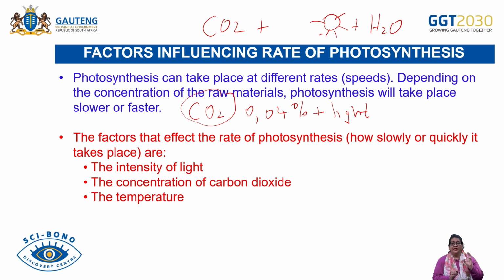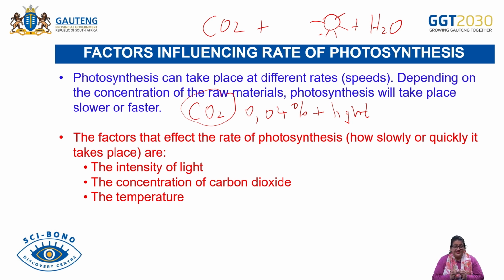So all the plant tissues you learned in grade 10 are now going to come into effect in grade 11. You need to apply that knowledge to photosynthesis. So learners, let us look at this again. Photosynthesis can take place at different speeds or at different rates. Depending on the concentration of the raw materials, photosynthesis will take place either slowly or fast. So it depends on how much CO2 is in the air.